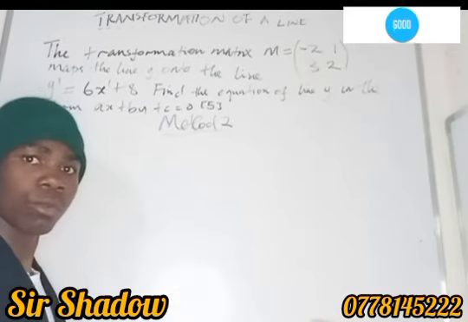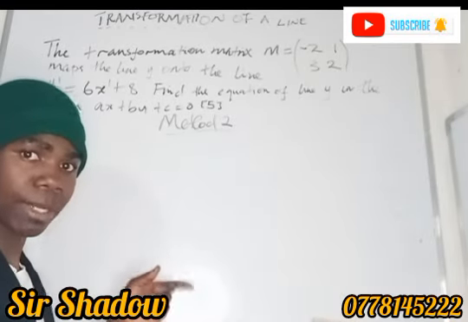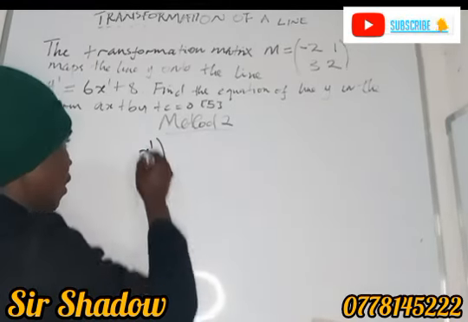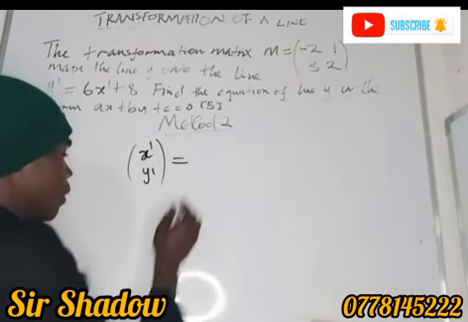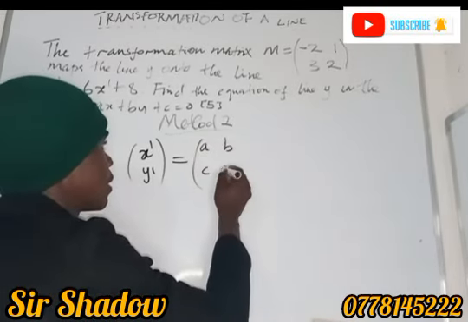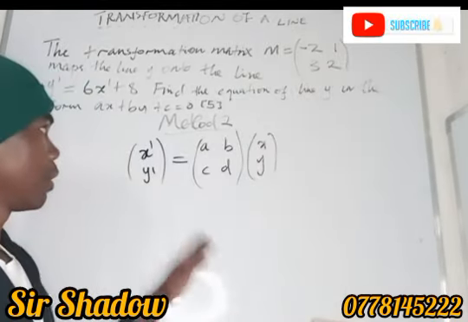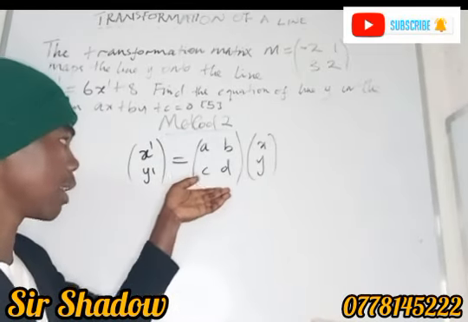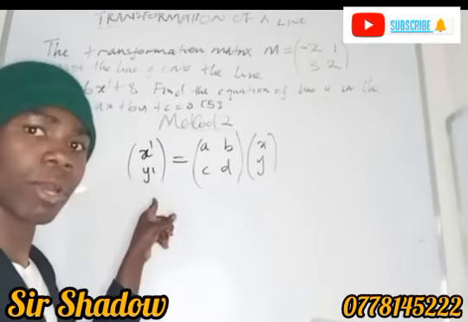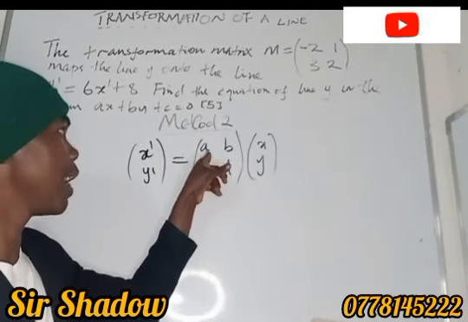So considering method number 2, for method number 2 we also have to use the general formula. This one, the matrix A, B, C, D multiplied by X and Y. So for this condition, we have X prime, Y prime, A, B, C, D, X and Y. Then we have to substitute the values of A, B, C, and D.